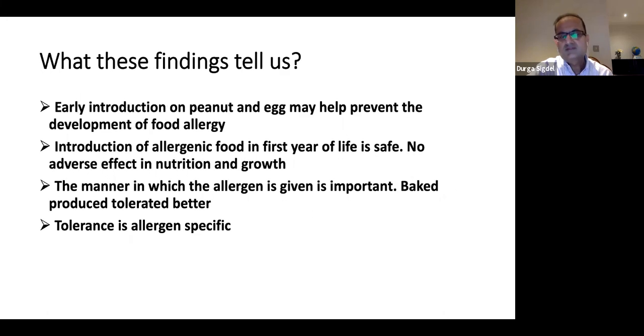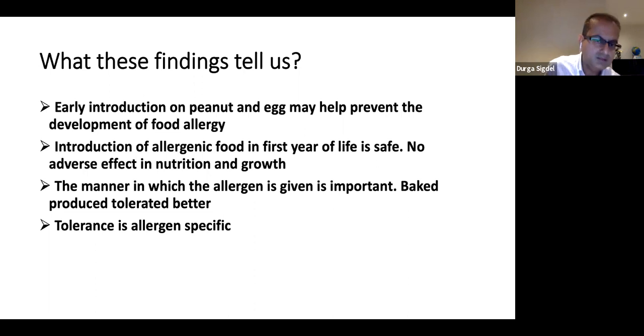So what these studies tell us is, early food introduction is the key thing to prevent the food allergy. So early introduction of peanut and egg help to prevent development of food allergy in children. Previously, the advice used to be not to introduce allergenic food, especially the nuts, until the child is 1 to 2 years of age. Now the advice has changed. So we advise parents to introduce allergenic food, nut and egg, early, when they start weaning.